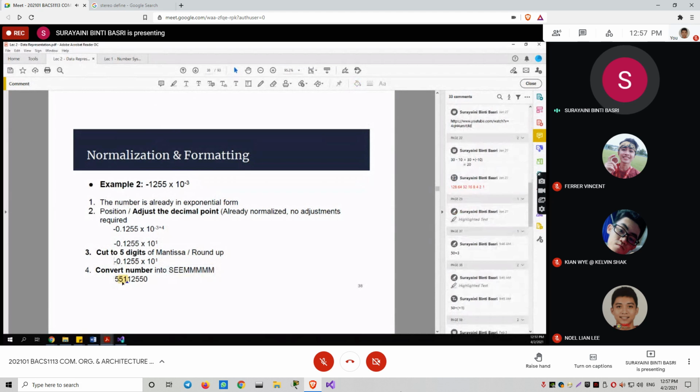So the mantissa here, we just write it directly. But since this is 4 digits, we need to add one digit, a zero, to make it 5 digits. And then the exponent, like I said just now, just assume there's a 50 there, and 50 plus 1 means 51. Okay, so that's how we get this, for this example.